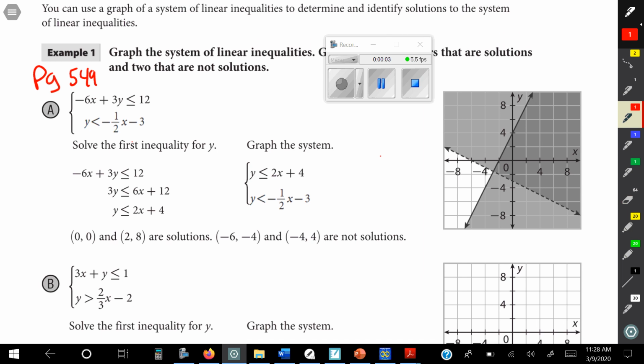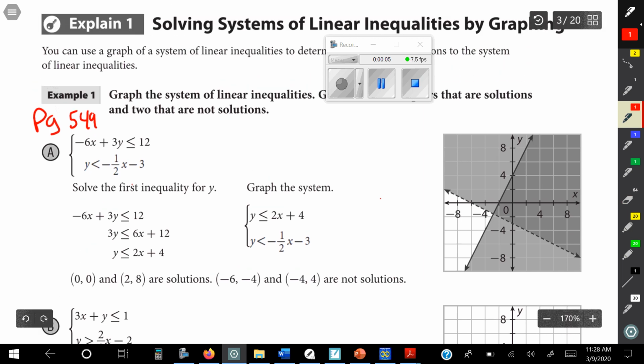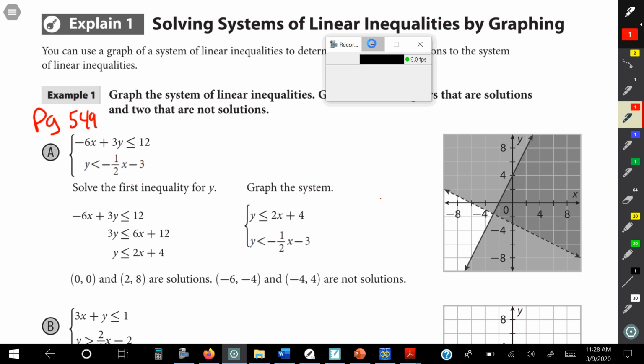Hello, thank you for checking out A1 Math, and today we're looking at solving systems of linear inequalities by graphing. We're going to do it with a special system of inequalities and just a regular system of linear inequalities. So let's begin. All right, so got a couple examples here.